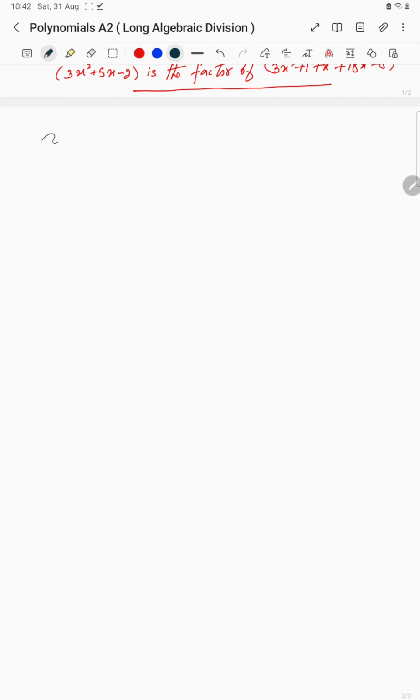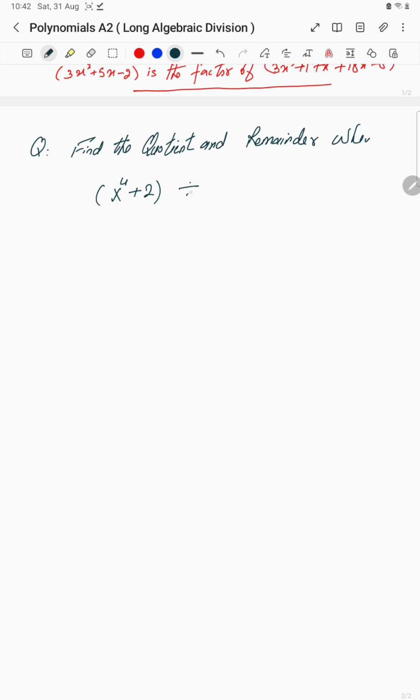Now here in the second question, again find the quotient and remainder when x to the power 4 plus 2 is divided by x minus 2. Okay, the same process. It's better to do this traditional division, x to the power 4 plus 2 and here x minus 2, right?